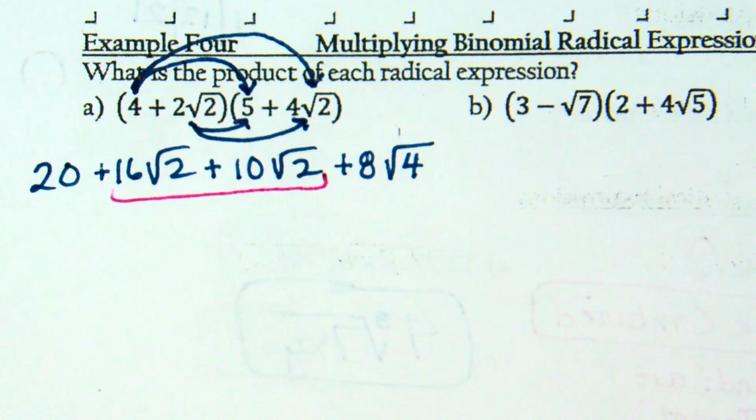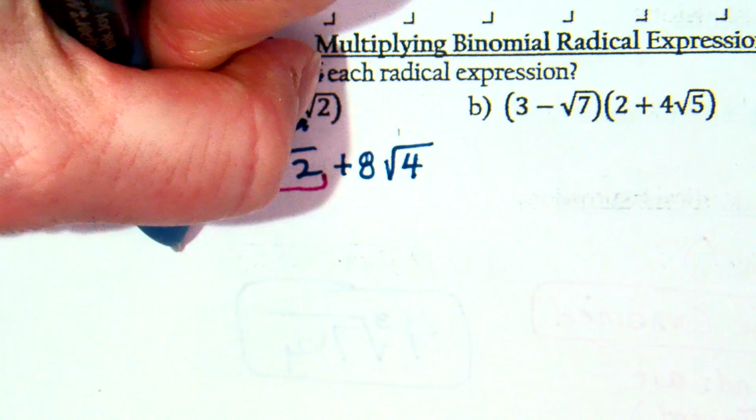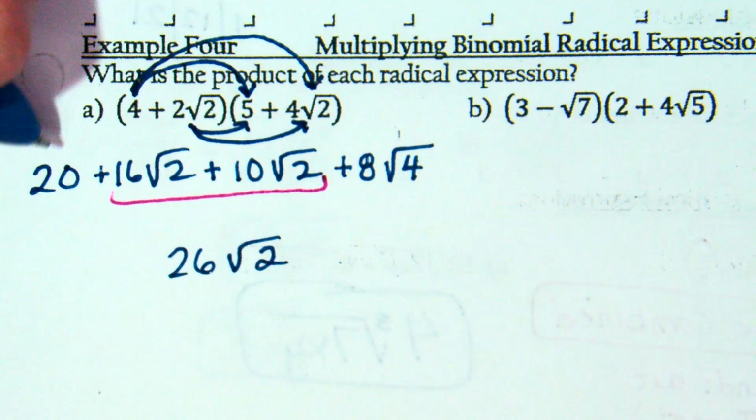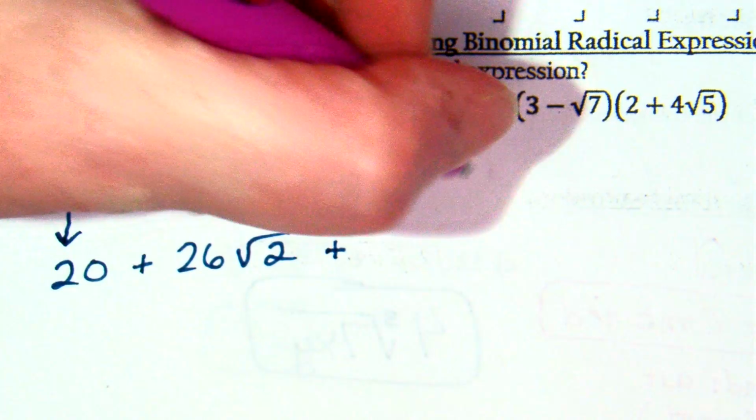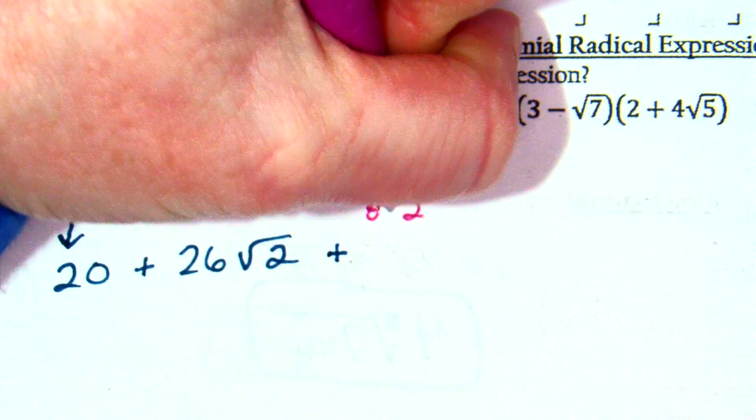16 square root of 2 plus 10 square root of 2 is going to be 26 square root of 2. Now, for the moment, this 20 out front is the only whole number right now, isn't it? So the 20 out front, I'm just going to carry down. So I've got the 20, 26 square root of 2, plus, what do you know about 8 square root of 4? Yeah, square root of 4 is 2, if you didn't already write it earlier, and 8 times 2 is 16.